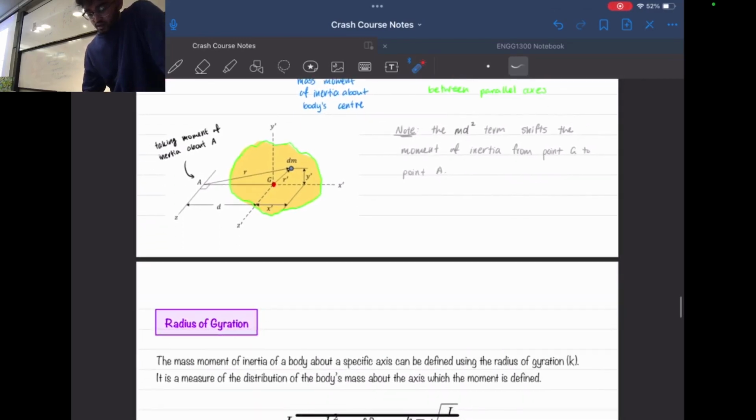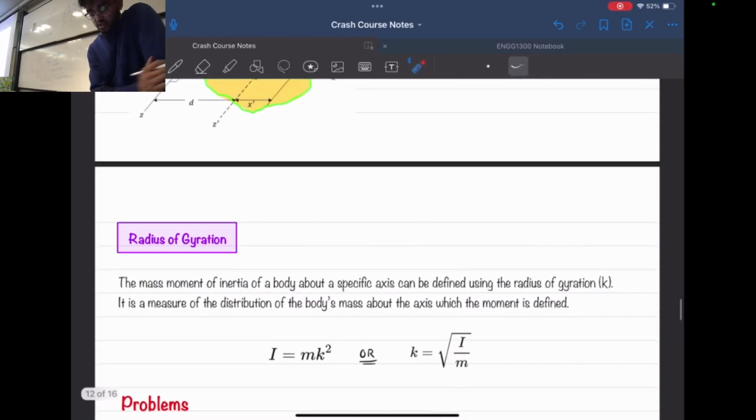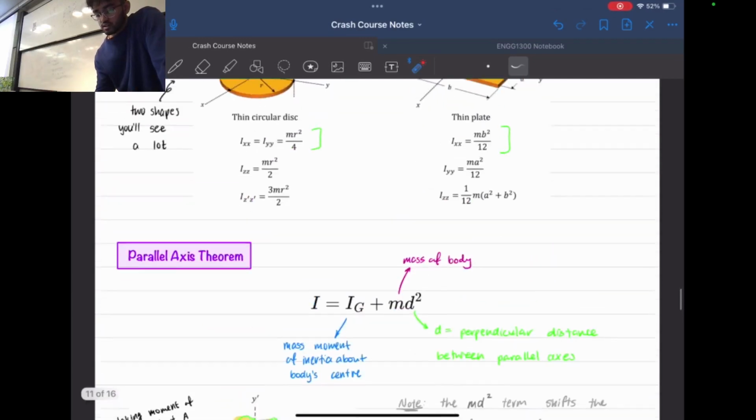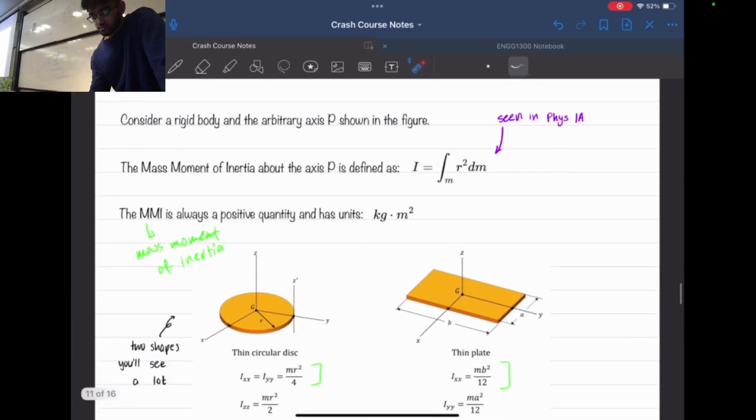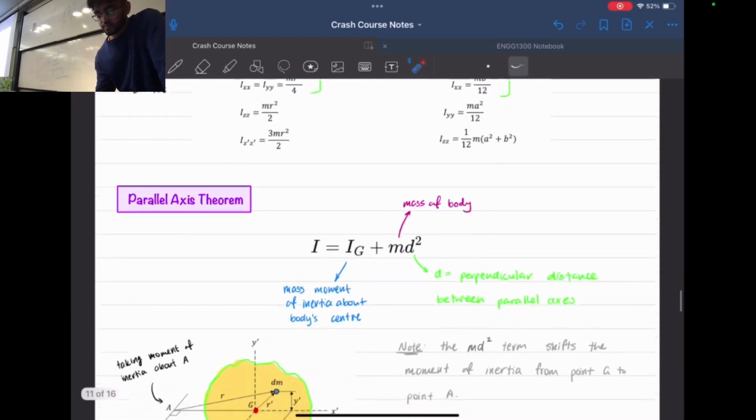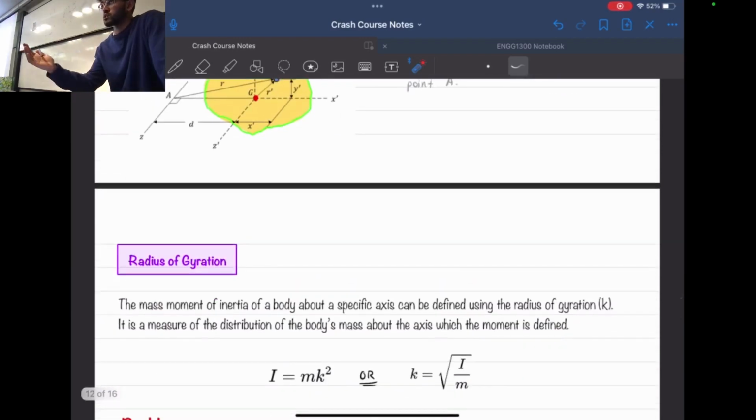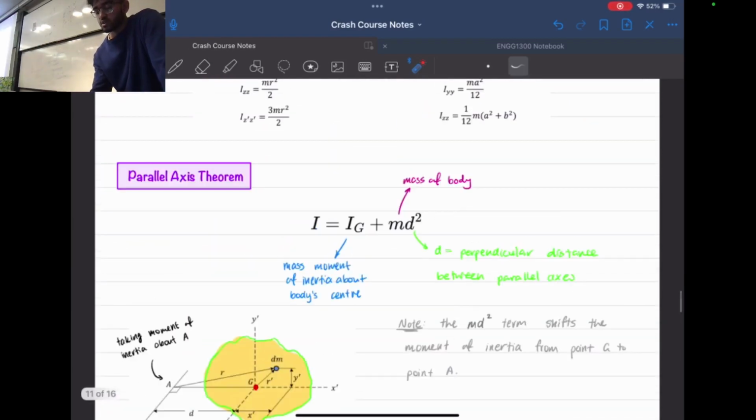Okay. One more thing is the radius of gyration. So the mass moment of inertia of a body about a specific axis can be defined using the radius of gyration k. It is a measure of the distribution of the body's mass about the axis which the moment is defined. So if it's defined about the arbitrary p-axis, you'll be using this formula over here. But if it's about the body's own center, you don't need to worry about the md squared. You would just need to worry about Ig.